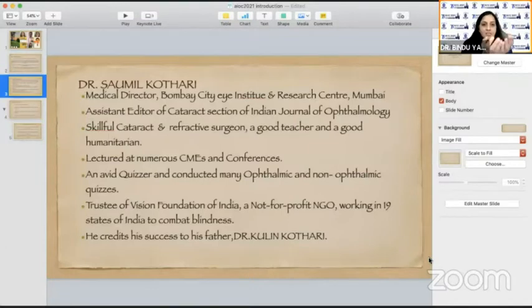So, Dr. Saumil is Medical Director of Bombay City Eye Institute, and he is the editor of cataract section of IJO, and a very excellent surgeon and a wonderful human being. And he has attended many CMEs and conferences. Loves his dad very much, and he's an excellent quizzer. Even I have witnessed some of his quizzes. So over to you, Dr. Saumil.